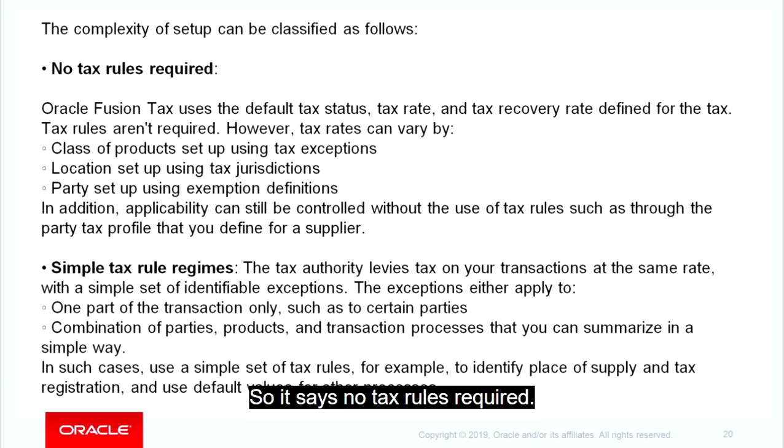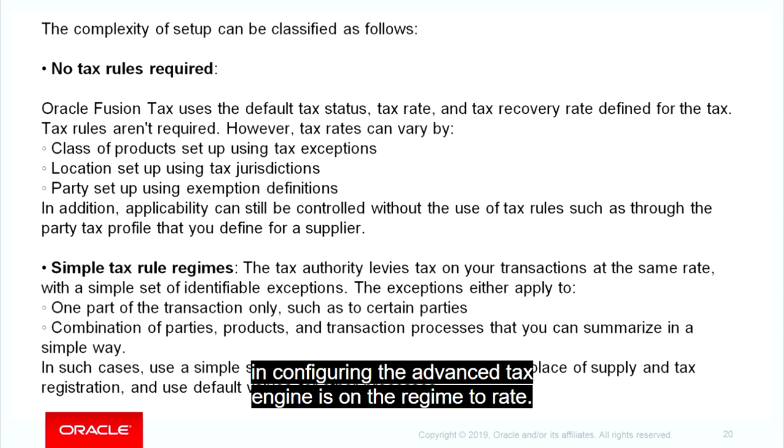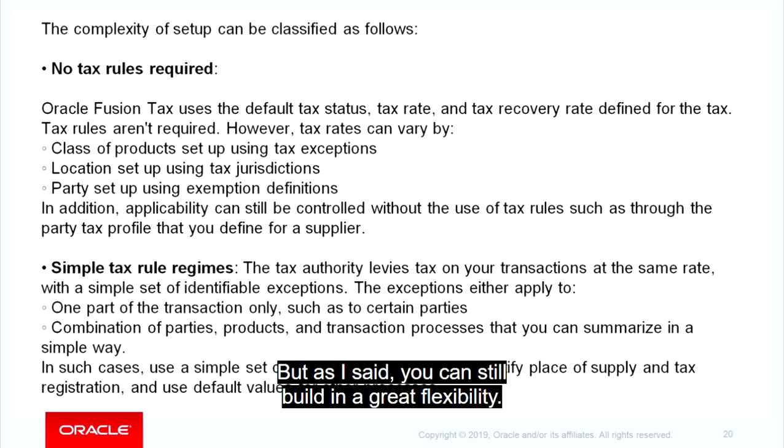So it says no tax rules required, but it still means here, the majority of our work in configuring the advanced tax engine is on the regime to rate. So here, my status, rates, recovery is defined by my default rules. Tax rules aren't required, but as I said, you can still build in a great deal of flexibility.